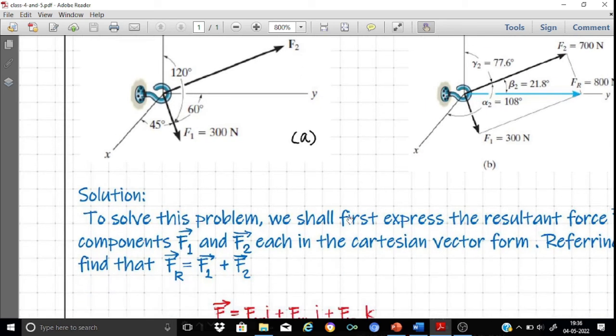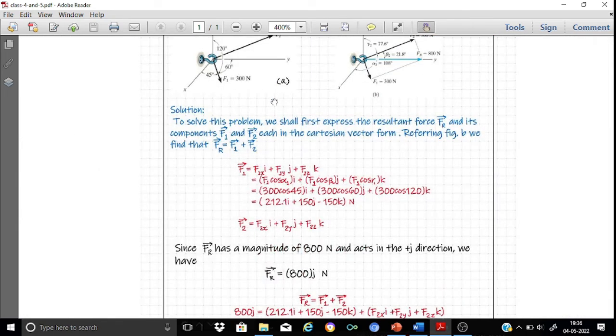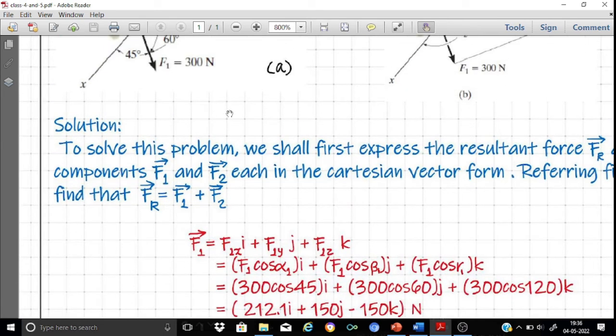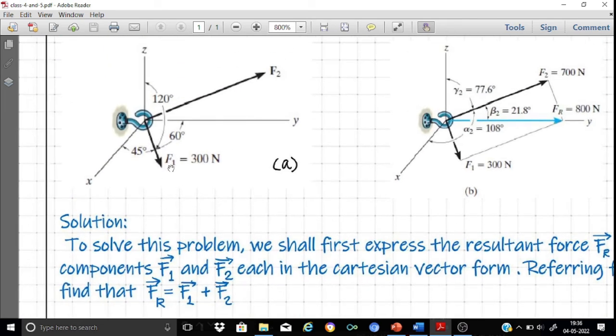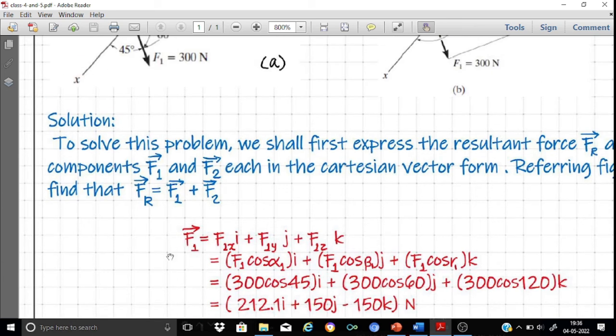Okay, so the problem is very simple to us. First of all, we shall solve this problem simply using the Cartesian format. So we will express first the given force F1 in the Cartesian format. It is an easy job for us because in this problem we are given the magnitude as well as the direction angles. So let us go for it. We know that vector F1 can be written as F1x i plus F1y j plus F1z k.